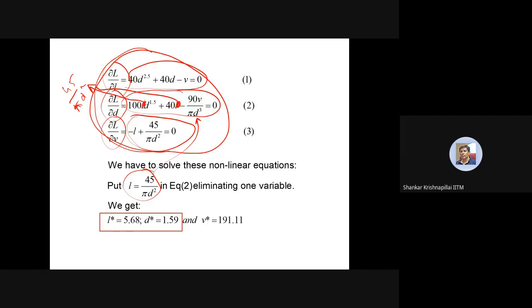And finally, you will get L star should be 5.68 meters, D star should be 1.59 and nu star should be 191.11. Okay, you have to check these values, whether it is meter or millimeter, but these are the right values of L and D. So this is the way you solve this. You solve equality constraints with the Lagrange method.